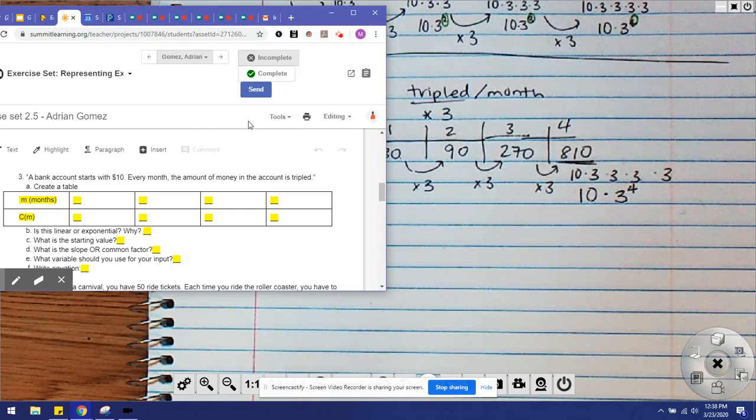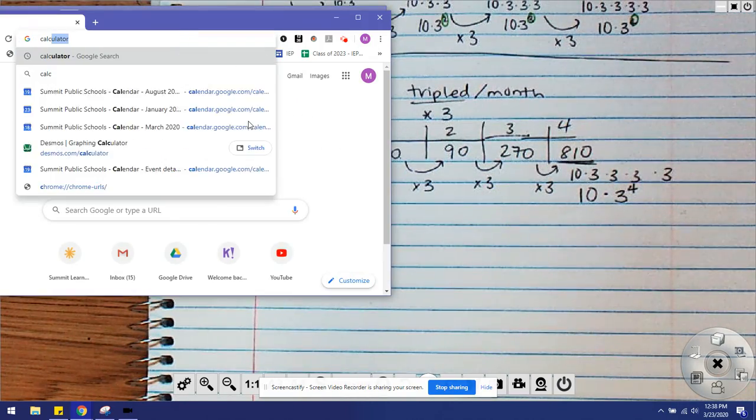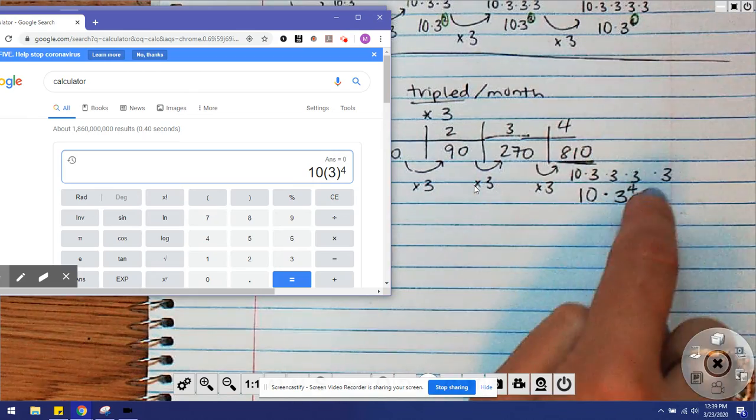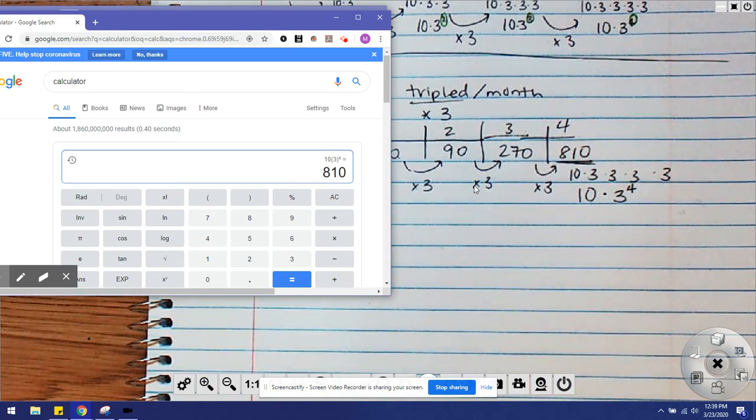And if I open up a calculator and I do 10 times 3 to the 4th power, like I have written right here, I find that I get $810.